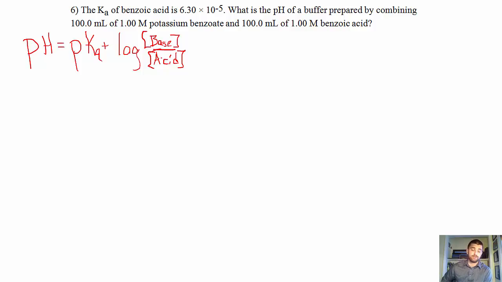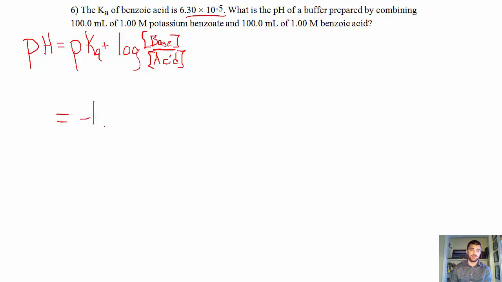But yeah, that's the equation that we're going to use. So we have the Ka of benzoic acid is 6.3 times 10 to the minus 5. What is the pH of a buffer prepared by combining 100 milliliters of 1 molar potassium benzoate and 100 milliliters of 1 molar benzoic acid? So they tell us the Ka. So let's start plugging stuff in.